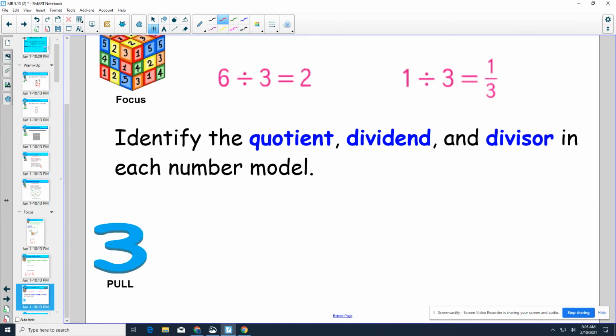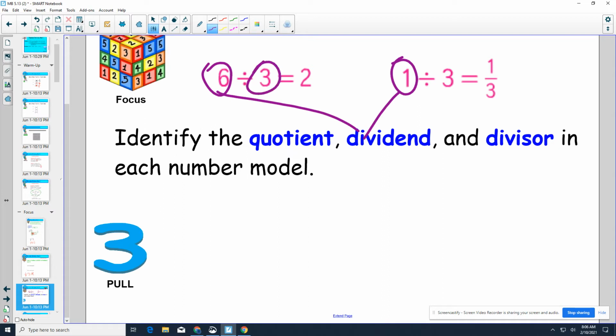So let's look at the quotient, divisor, and dividend in each number model. So when I look at the 6 here and the 1 here, they're in the same position. And so I have to decide, is that the quotient? Well, I know the quotient is the answer to division, so that wouldn't be it. I know the dividend is the big amount that you're splitting up, the whole amount you started with. So that makes sense for the dividend. So those two would qualify for that.